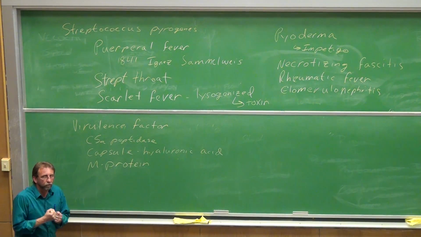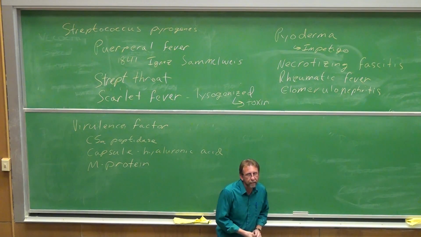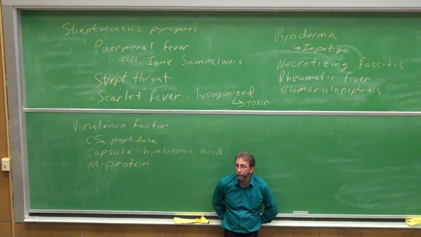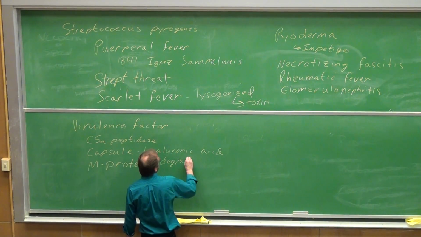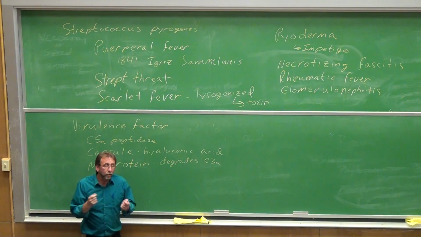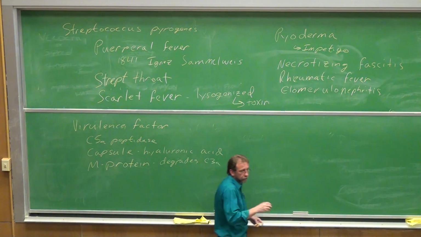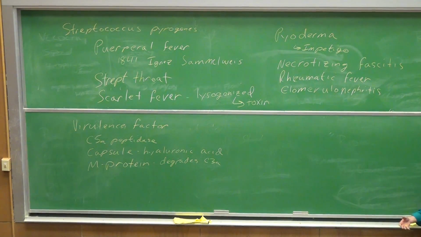On the surface, there's a protein, an M protein, that helps degrade complement C3. Now, if you remember what C3 does, this is a complement that binds and opsonizes microbes. So it kind of serves to flag those microbes.